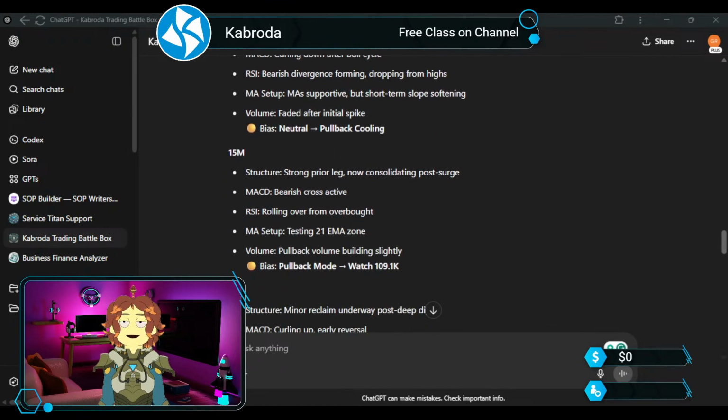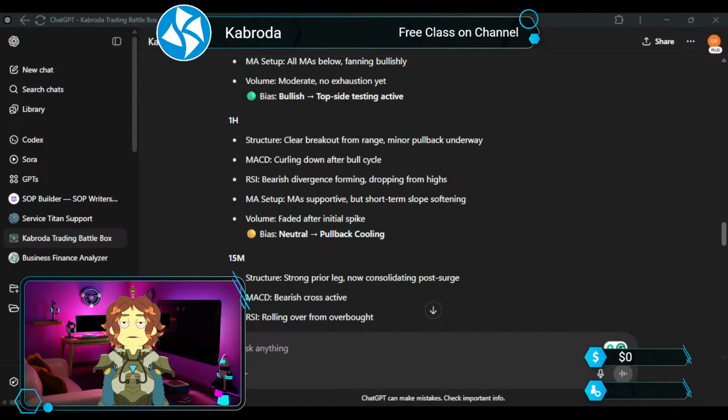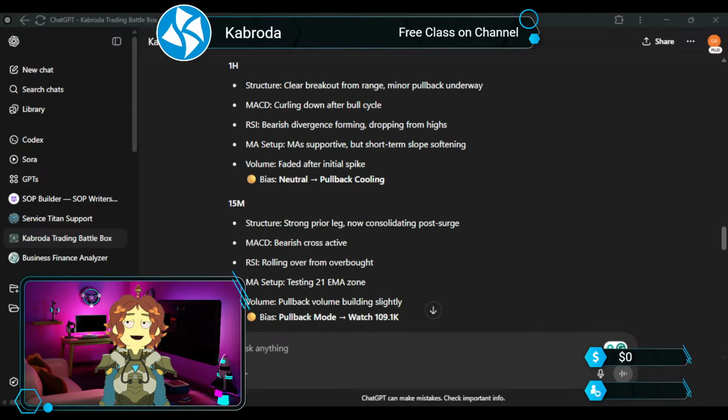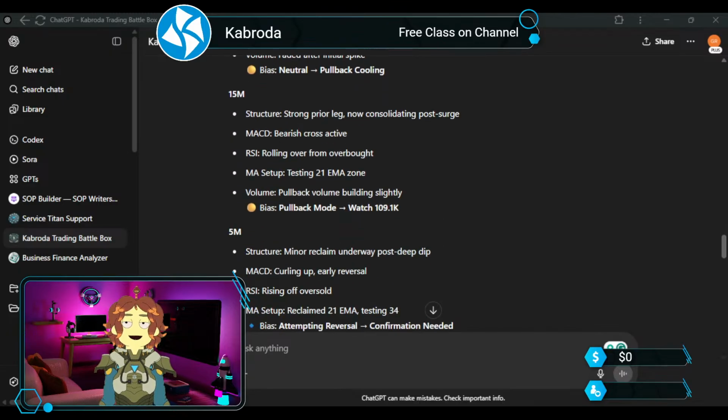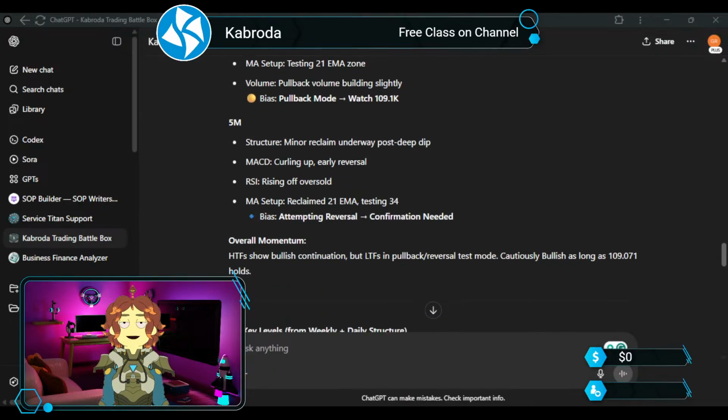Yeah, so actually I would say that the 1 hour to me looks more bearish, but it's saying neutral, so we'll stick with that for now. Structure: strong higher leg, looking out consolidation will surge. Yeah, so basically the 15 minutes is kind of the same way, but it's looking more bearish than the 1 hour.